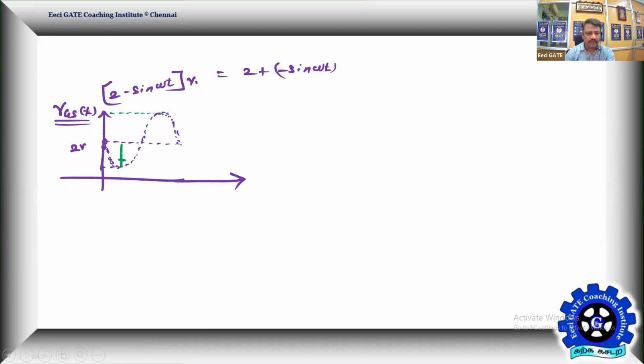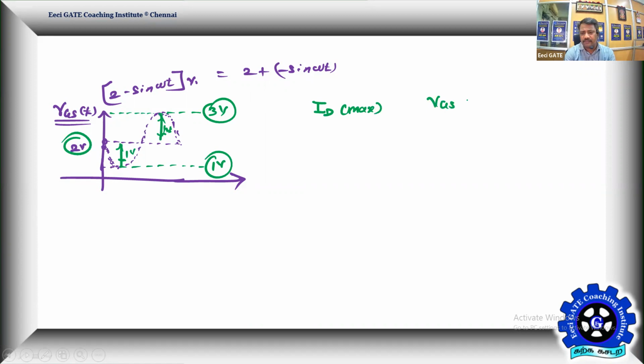What is this swing? It's 1 volt. What is the swing? It's also 1 volt. So it's swinging by 1 volt from 2, which means the maximum will be 3 volt, and the minimum will be 1 volt. So VGS maximum is 3, minimum is 1, and its DC level is 2 volt. That's what is given. So I may feel that ID max can happen only when VGS is maximum. So let us set the problem at VGS max, that is equal to 3 volt.